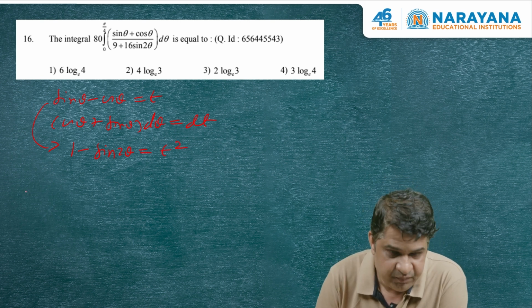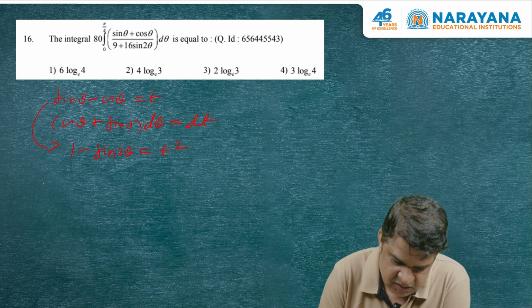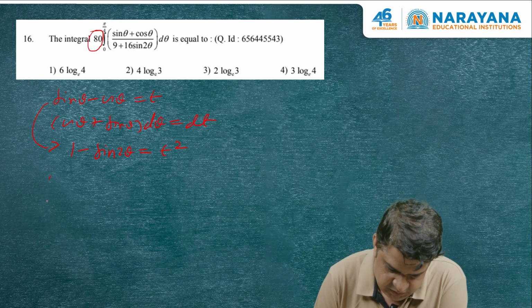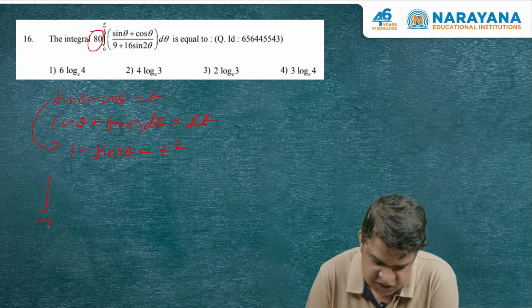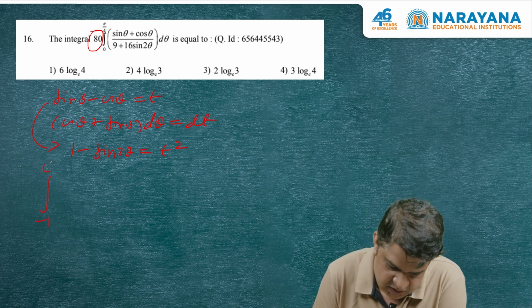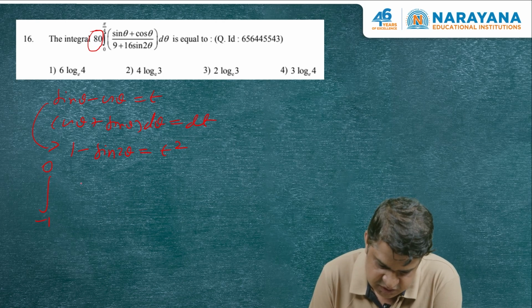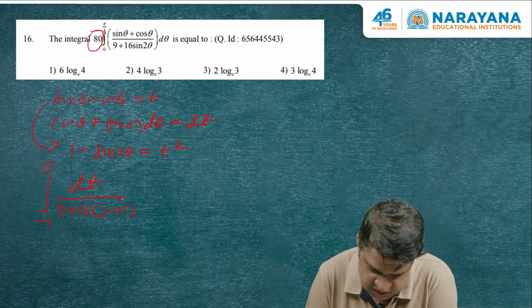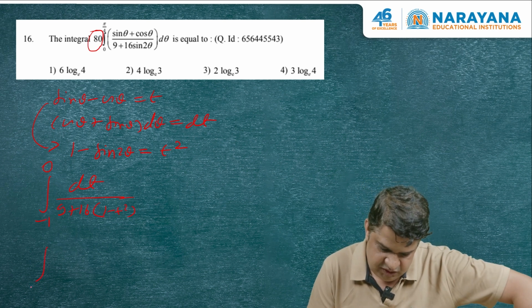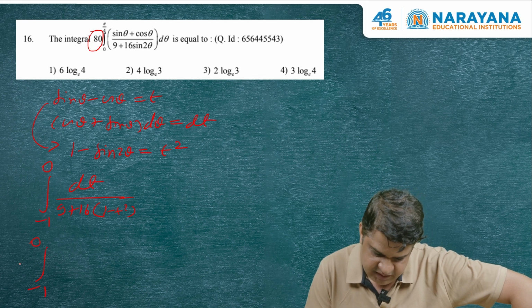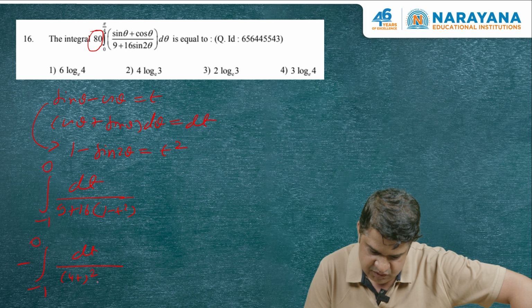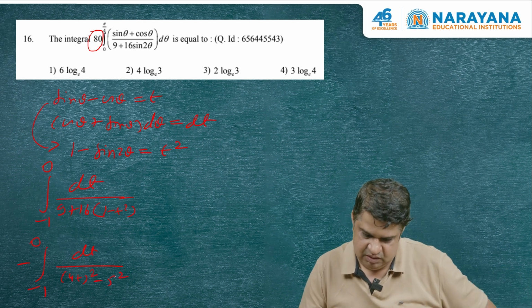Now, if we substitute it, in our integration currently leave this constant, we will multiply it at the last. So, when theta is 0, t is minus 1, when theta is pi by 4, t will become 0, and sin theta plus cos theta d theta will become dt. Now, 9 plus 16 times sin 2 theta is 1 minus t square. So, it is basically minus 1 to 0, take the minus sign outside, dt, so it will become (4t) whole square minus 5 square.